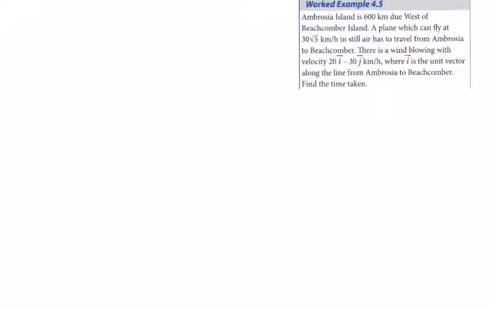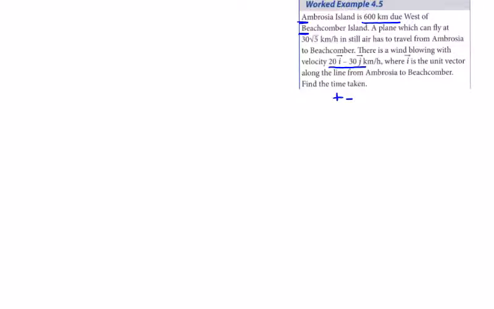In example 2, we have Ambrosia Island. Our island A is 600 km to B, Beachcomber, and a plane can fly at 30√5 kilometers an hour in still air. It has to go from A to B, and there's a wind blowing with this velocity. The velocity here is positive, negative. So then I is the unit vector.